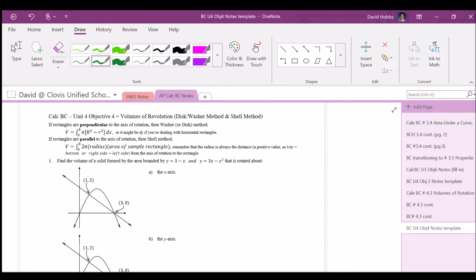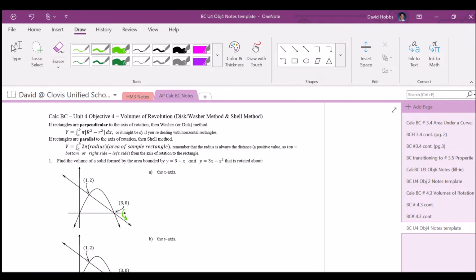So anyway, let's go ahead and try the first one here. Find the volume of a solid formed by the area bounded by y equals 3 minus x, so the line y equals 3 minus x, and y equals 3x minus x squared. That is rotated about the x-axis.